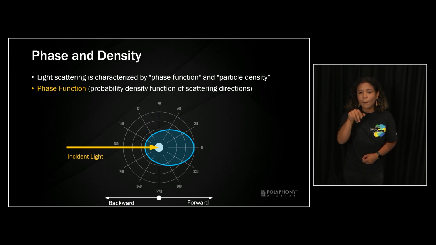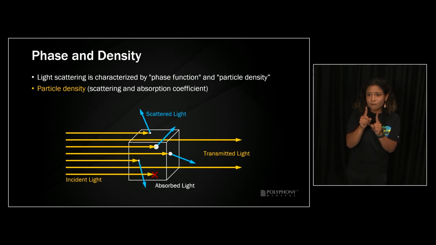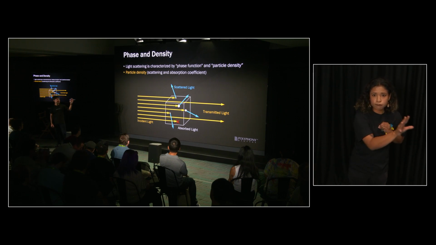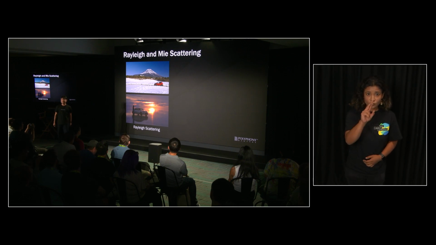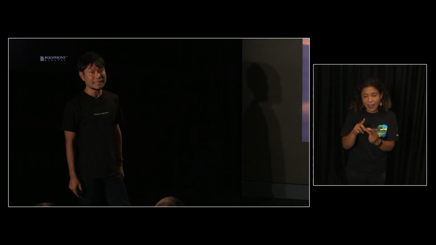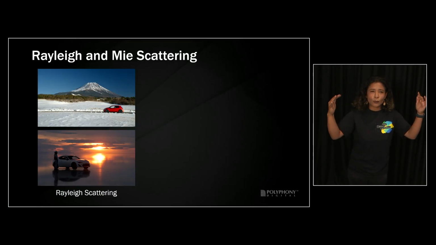This is a phase function, which can be regarded as a probability density function of the scattering direction of light. Particle density affects the scattering and absorption coefficients. These coefficients determine the frequency of scattering and absorption. When considering atmospheric scattering, there are two main types: Rayleigh scattering and Mie scattering. The blue light from Rayleigh scattering makes the sky blue, and absorption makes sunset red.